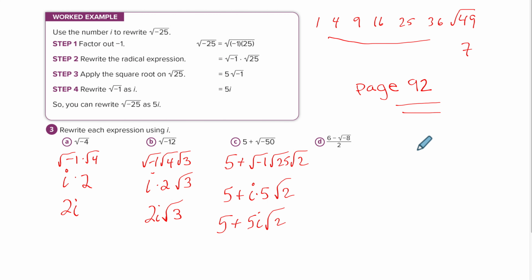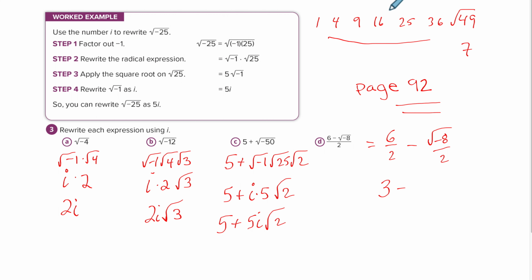Part D, this one's getting even more complicated. Well, first I'm dividing by 2. Did you know we could just use the distributive property with this divided by 2? It's really times a half, right? So I'm going to split this up into 2 parts. It's 6 divided by 2 minus the square root of negative 8 divided by 2. So I can do 6 divided by 2 real easy. That's 3. And this becomes minus.